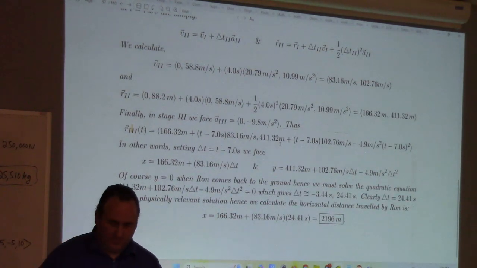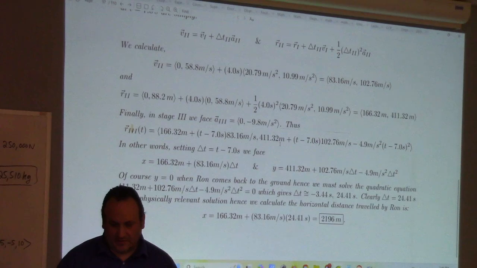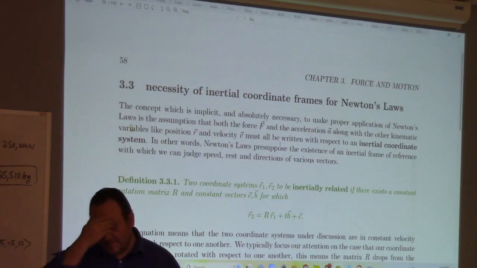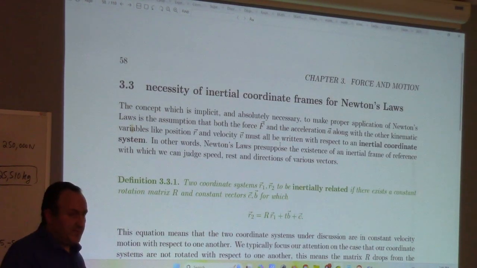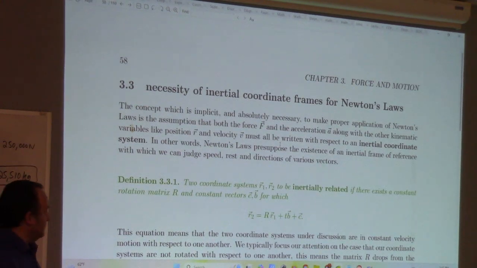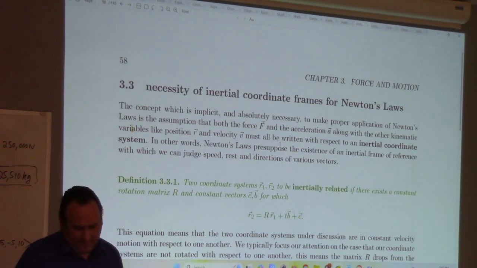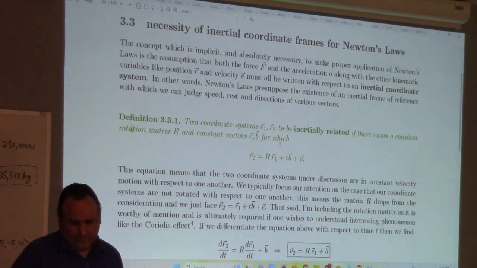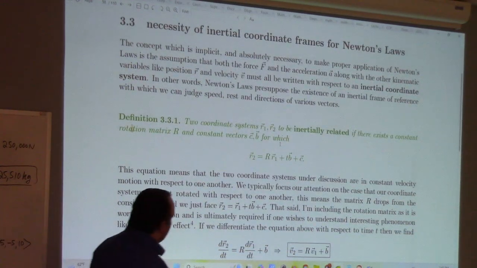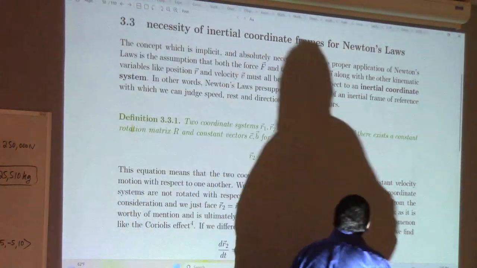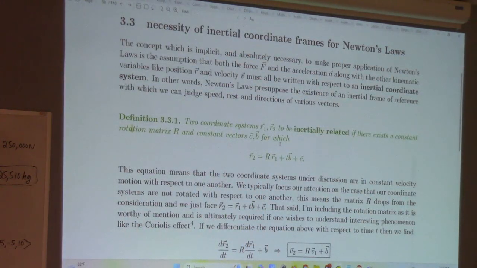All right, so that brings us to the next topic, which is the necessity of inertial coordinate frames for Newton's laws. So, two coordinate systems R1 and R2 are said to be inertially related if there is a constant rotation matrix R and constant vectors C and B for which R2 is equal to R times R1 plus tB plus C.